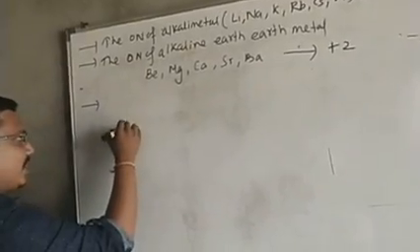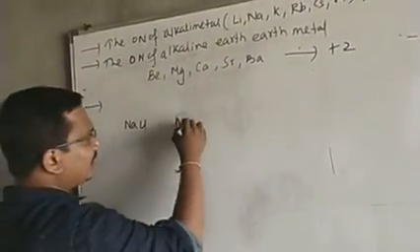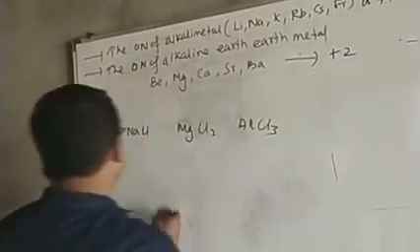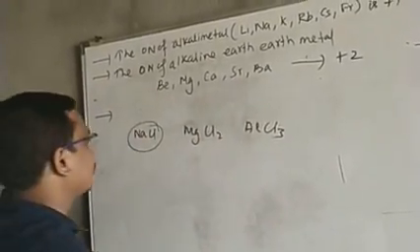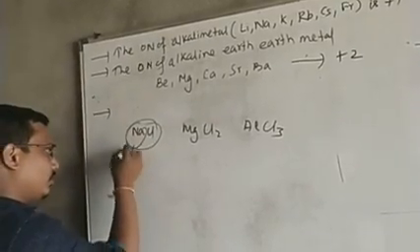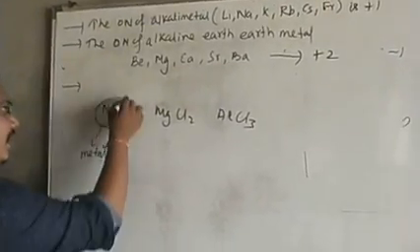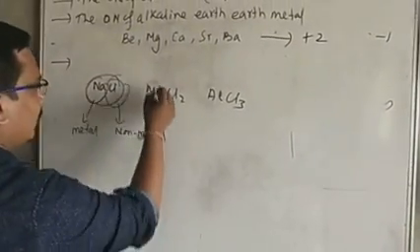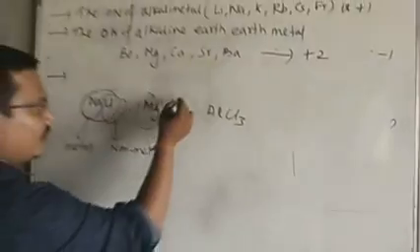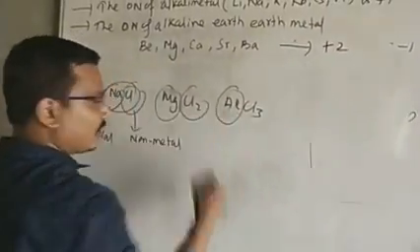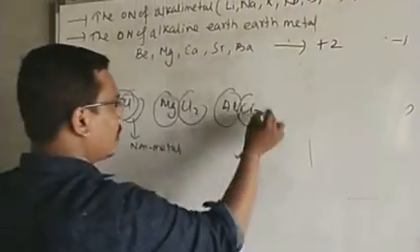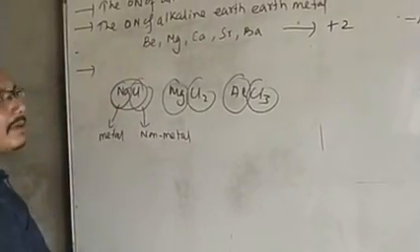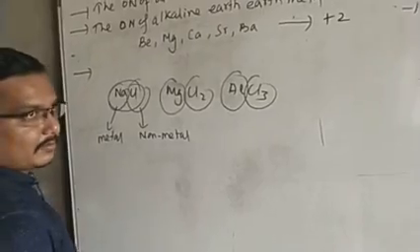Suppose we take the compounds NaCl, MgCl2, AlCl3. In these compounds, what happens? Sodium is the metal, and chlorine is the non-metal. Here also magnesium is the metal, chlorine is the non-metal. Here aluminium is the metal, chlorine is the non-metal. Suppose we think about a compound which is made by a metal and a non-metal.